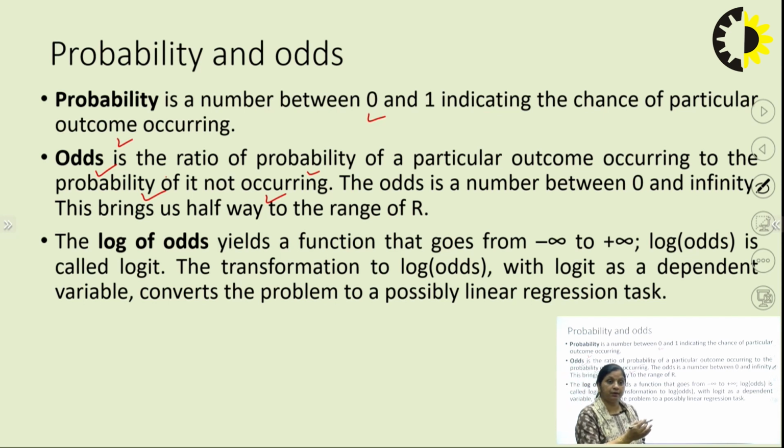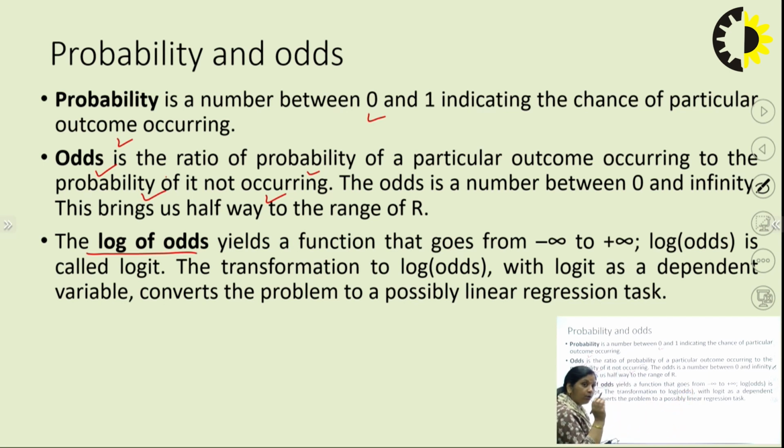Now we have come out of the range of 0 and 1. Probability was between 0 and 1, now we have odds, which give values from 0 to infinity. Again we are facing a problem. We said that the regression equation can give us 1.5, 2.5, 3.8. If we apply odds, we can get from 0 to infinity. Another point is that negative results may also come. So we'll take the log. Another definition is log of odds. It yields a function that goes from minus infinity to plus infinity.